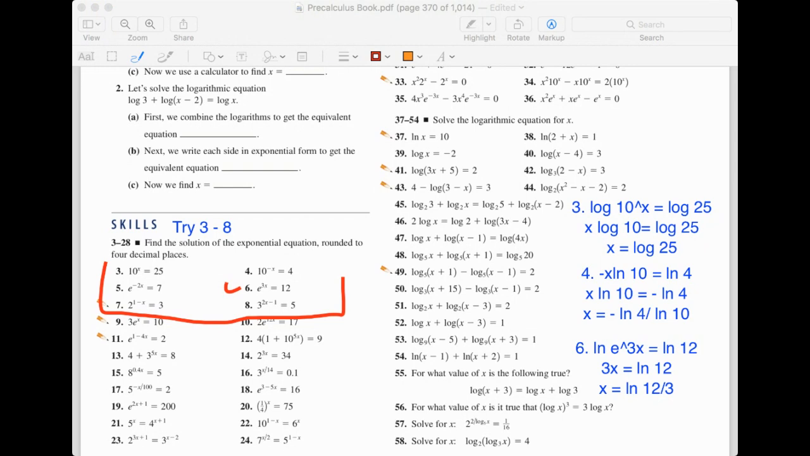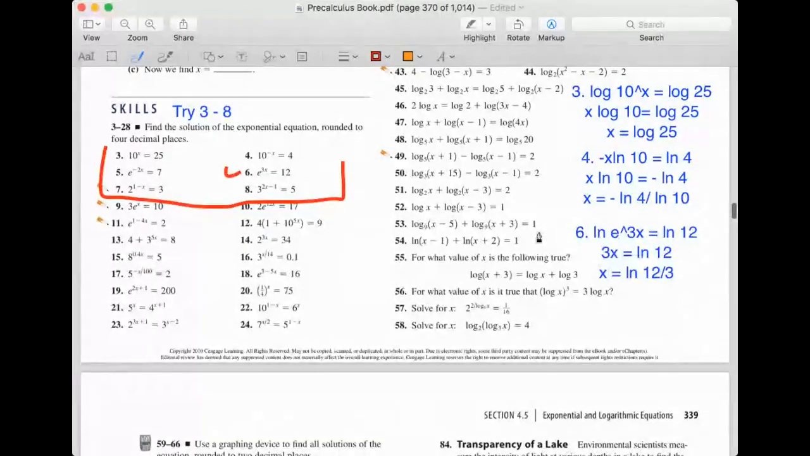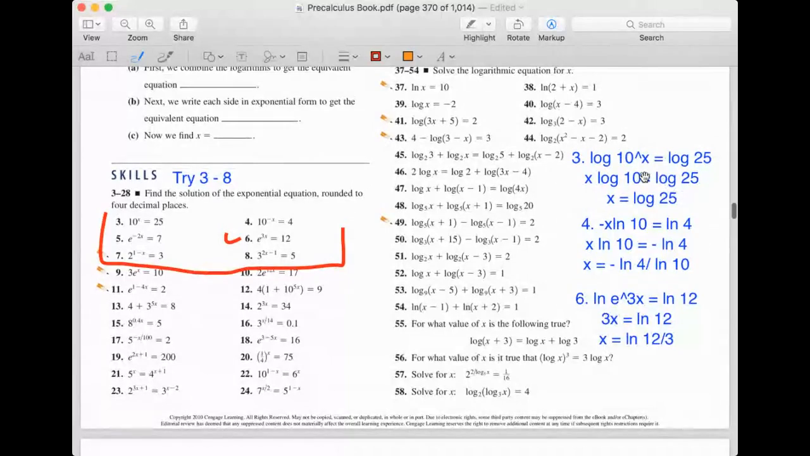Okay, anyone wants to try number 8, number 7? Let's try number 8 and number 7 together. So number 8. Let's try number 7 first. So this is 3.